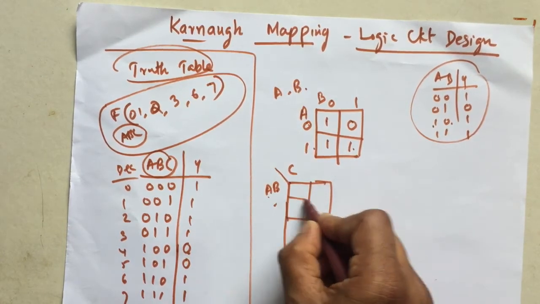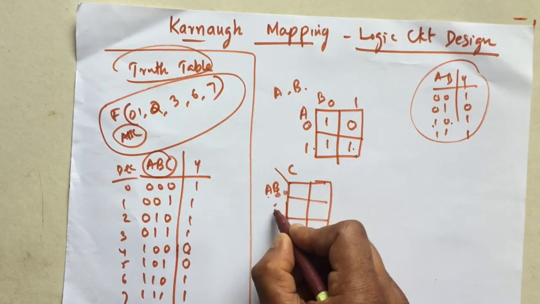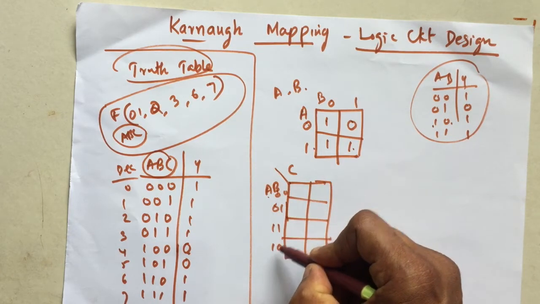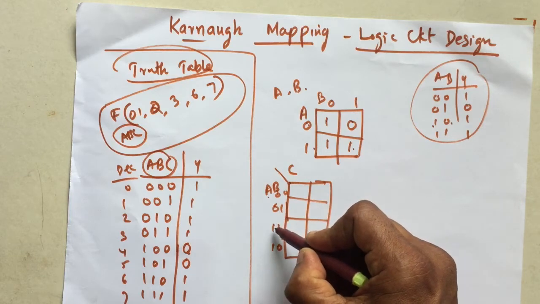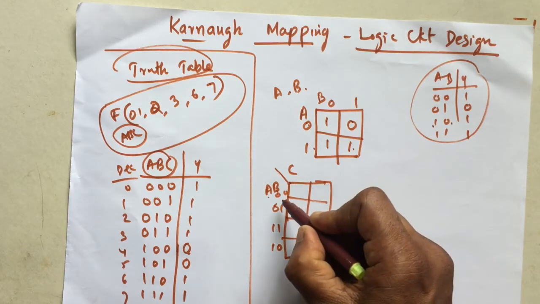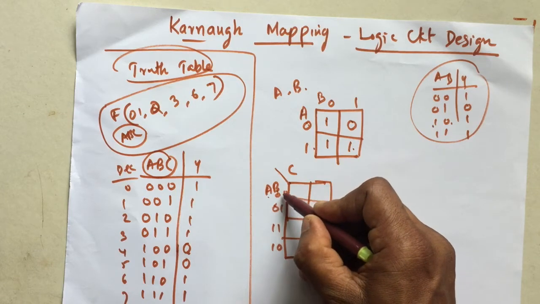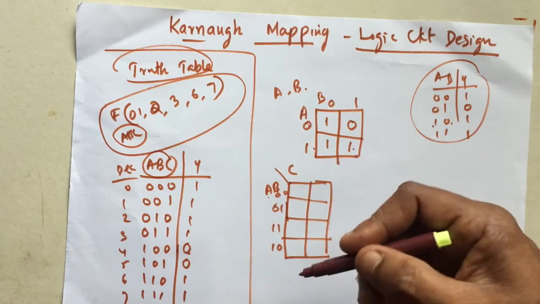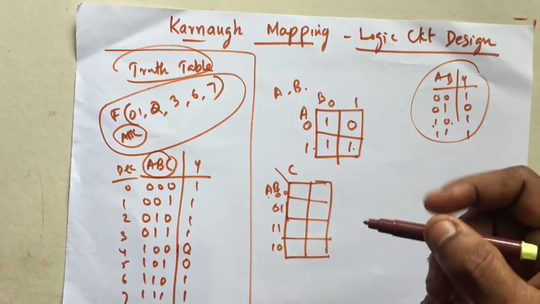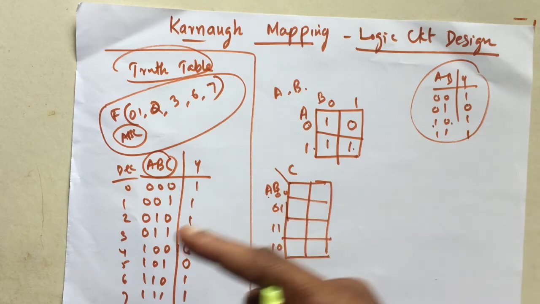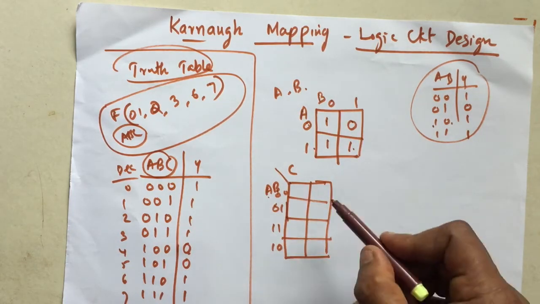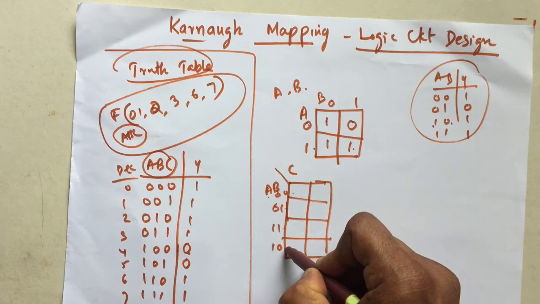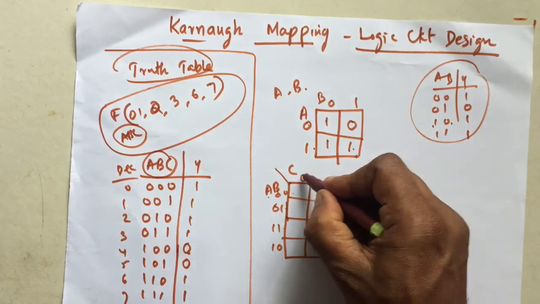For A, B, you will have four combinations now. Here it is 0 0, 0 1, 1 1, 1 0. See? 0 0, 0 1, 1 1, 1 0. Don't write 0 0, 0 1, 1 0, 1 1. It is not like that. The change in adjacent rows or columns will be only 1 bit. That is just like what I studied in Gray coding. In the Gray coding application, I told one application that can be used for K mapping. Here we use Gray code. You start with 0 0, 0 1, then 1 1, then 1 0. This is a must.